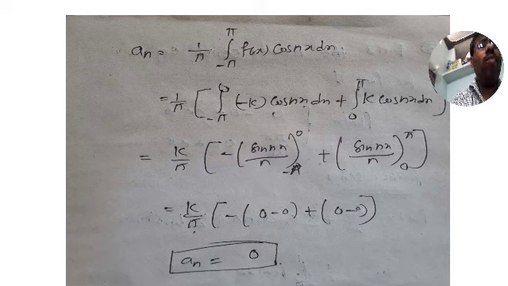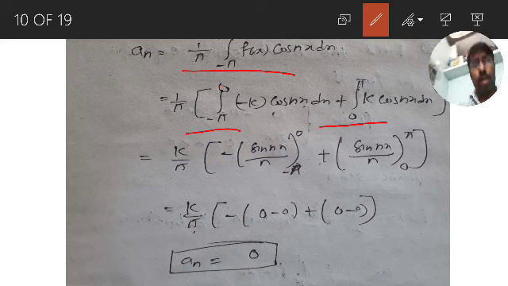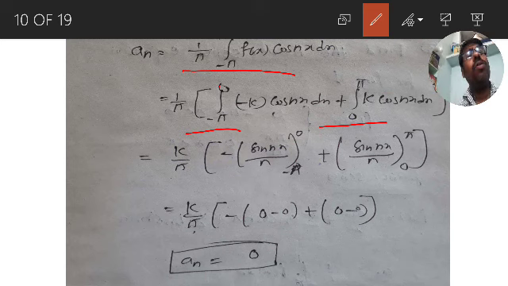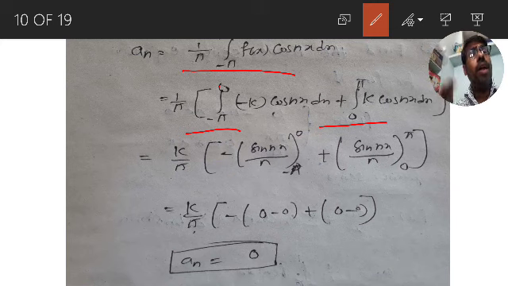That's why we now divide the integral into two parts. The integral from minus pi to pi is divided into minus pi to 0 and 0 to pi. Why do you have to divide the integral into two parts? Because the given function is a discontinuous function. It is defined as minus k from minus pi to 0, and as k from 0 to pi. That's why we have to divide the integral from minus pi to pi into two parts, that is minus pi to 0 and 0 to pi.